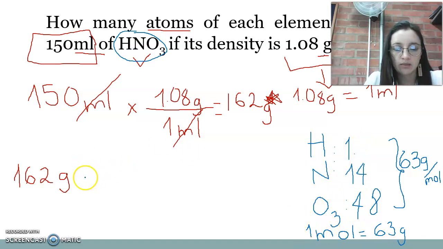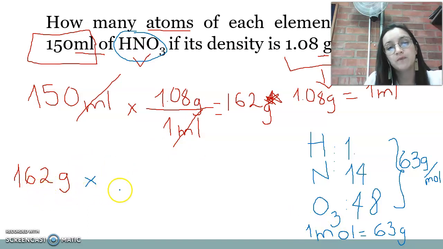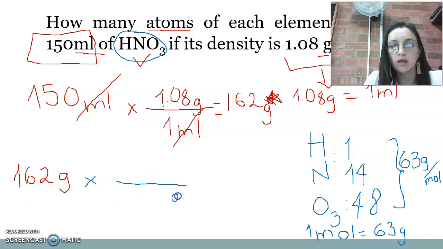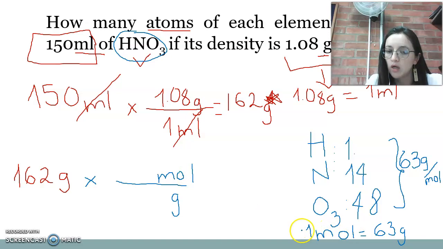Okay, so that's my first step in here, because as I have grams at the beginning, now I can turn them into moles. How do I do that? I need to cancel grams, so I need to place the grams in here, and I need to write the moles in here. How many moles do I have? Only 1, because I am taking it from the molar mass, which is always 1 mole. 1 mole in this case equals 63 grams.